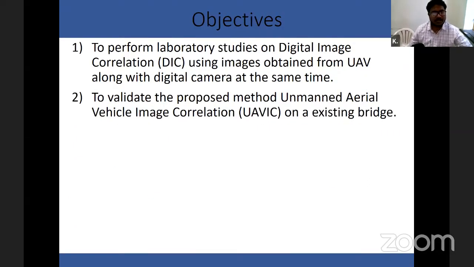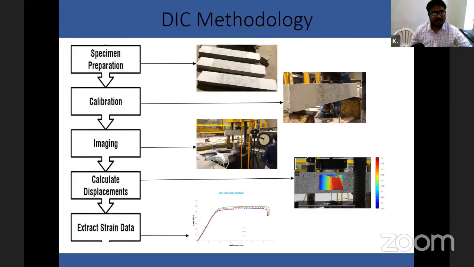So these are my objectives. Laboratory studies are performed for DIC using drone images along with digital camera images at the same time. And the proposed method is validated on an existing bridge. So, coming to the methodology, specimens of beams are prepared and the speckle pattern is applied. These are calibrated on a UTM by also applying a strain gauge beneath the beam. For imaging, you can see the drone along with a digital camera, both are applied. The displacements are calculated using DIC software, and the strain data sets and graphs are plotted.